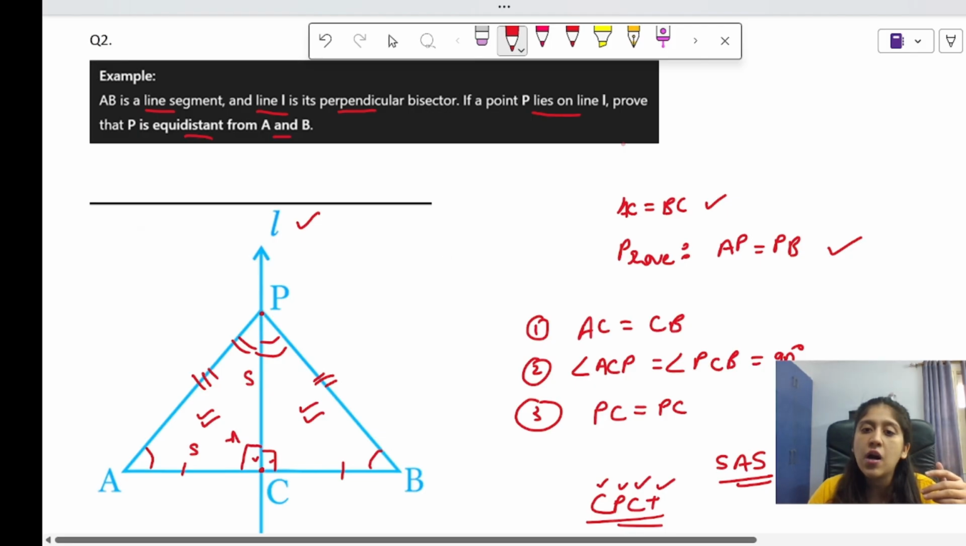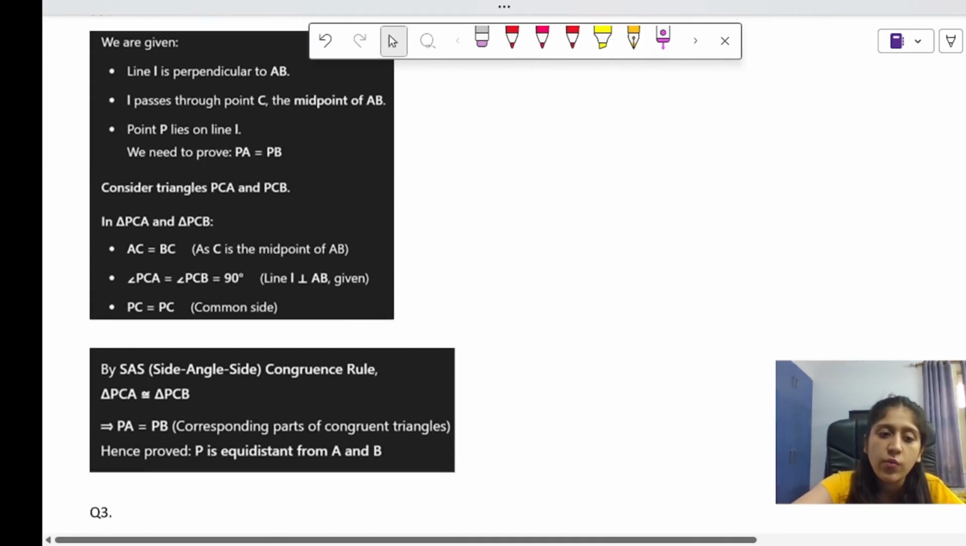तो हमें क्या जरूरत थी, हमें जरूरत थी प्रूव P is equidistant. हमें क्या जरूरत थी, AP और PB इक्वल हो जाए. हमें ये प्रूव करना था. We have got it. AP is equal to PB by CPCT. So we have proved this also. This was because of CPCT. ठीक है, let's just go to the third question.